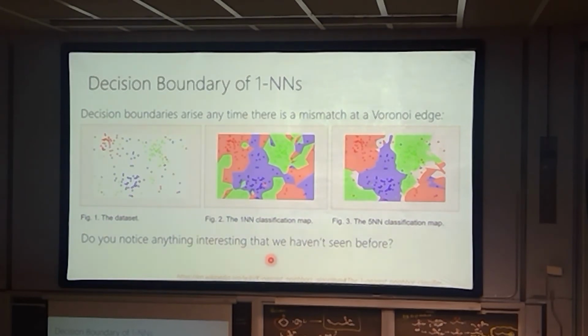But looking at this, do you see anything interesting that you haven't seen before in all our discussion of decision boundaries? Someone over there said something. Yeah, what? Non-linear. Well, we've seen non-linear, like we've seen crazy, curvy things, right?